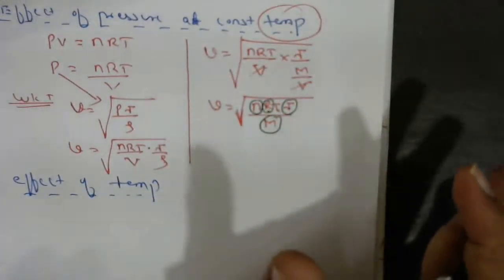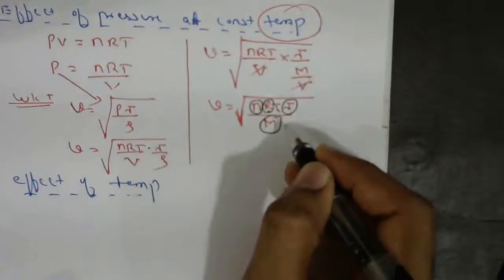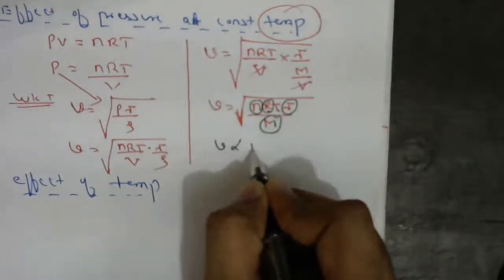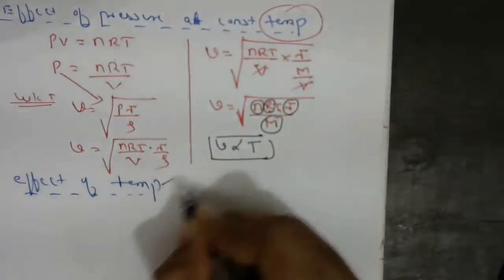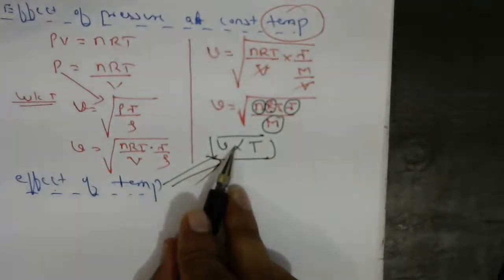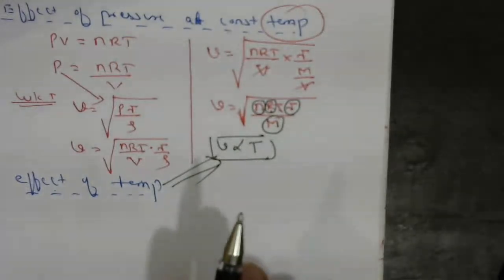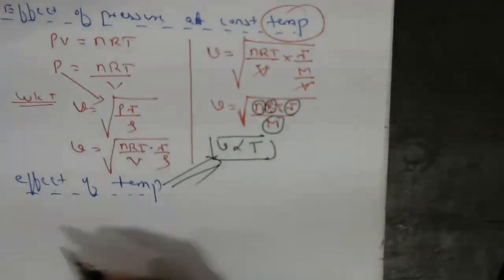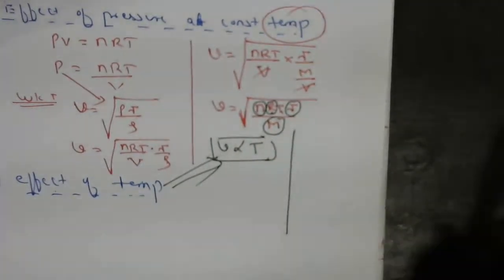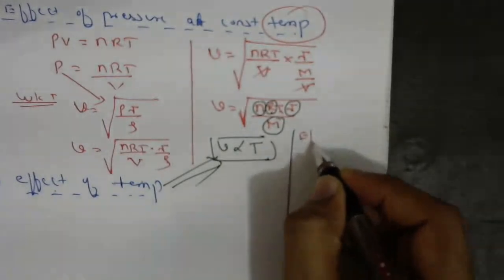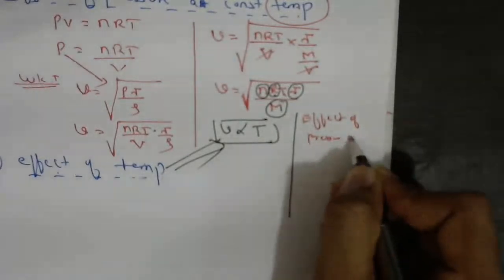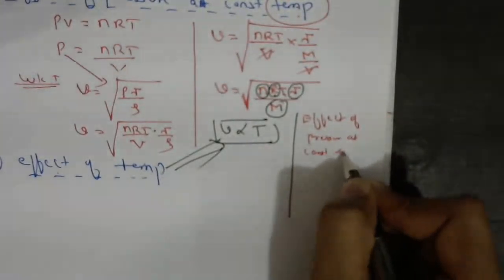I have taken one gas. If you take a constant gas, M is constant, n, R and gamma are constant, so we can say that V is directly proportional to the square root of temperature. This is when you use the effect of temperature: if temperature is changing, velocity of sound changes with temperature if all else is constant. What about the effect of pressure? Effect of pressure at constant temperature.